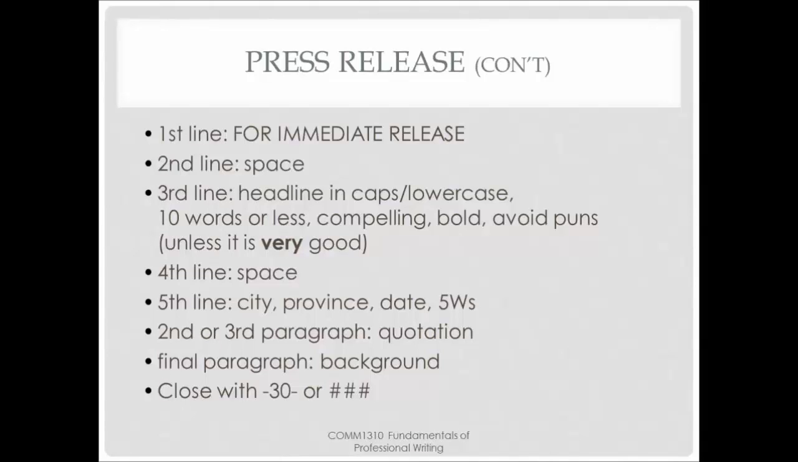The fourth line is another space. In the fifth line, you provide the city, the province, the date, and then the 5 W's. In the second or third paragraph, include 1 or 2 quotes that humanize the story, but make sure the quotes are very good. In the final paragraph, provide some background information.